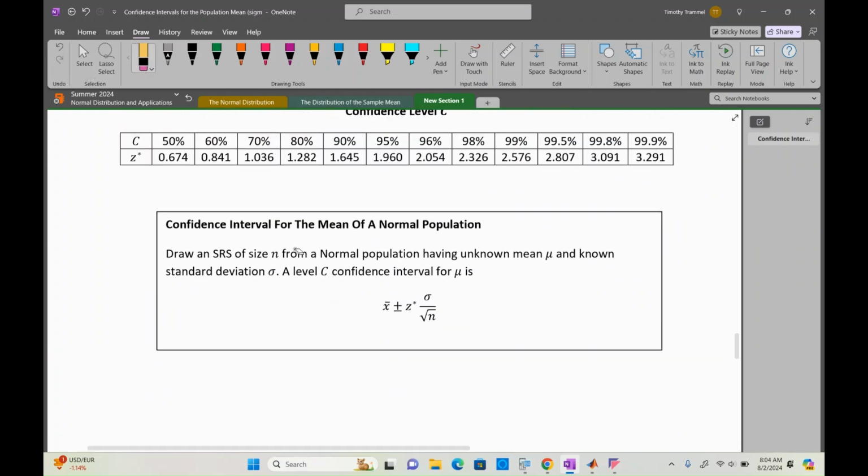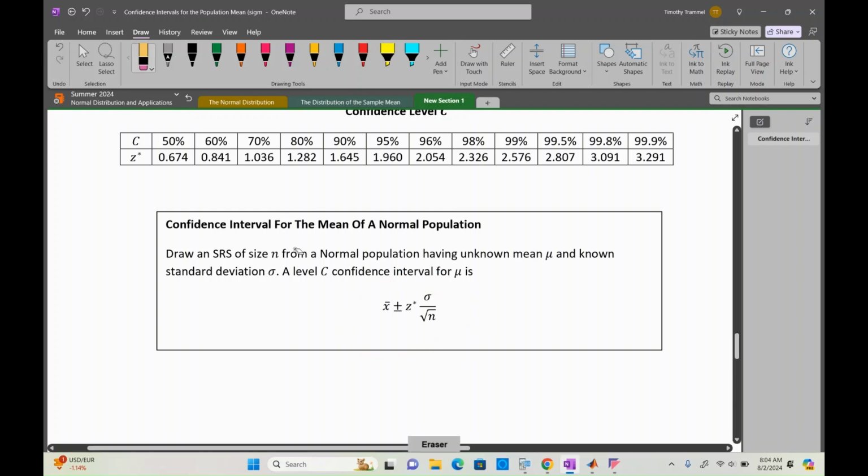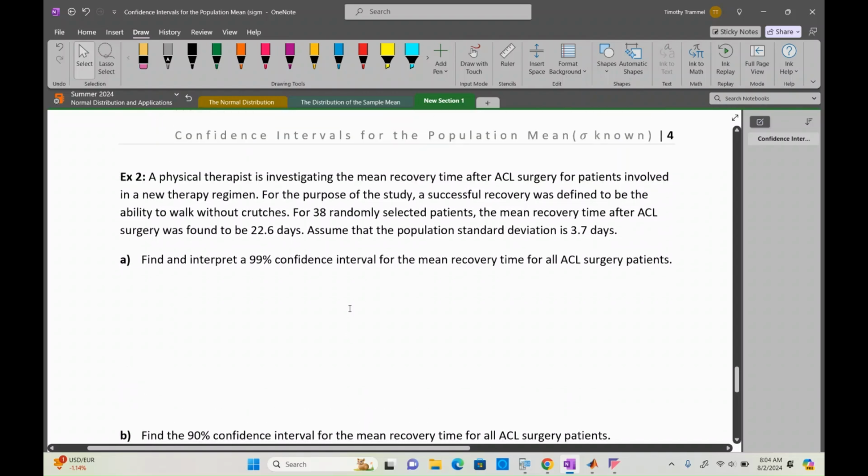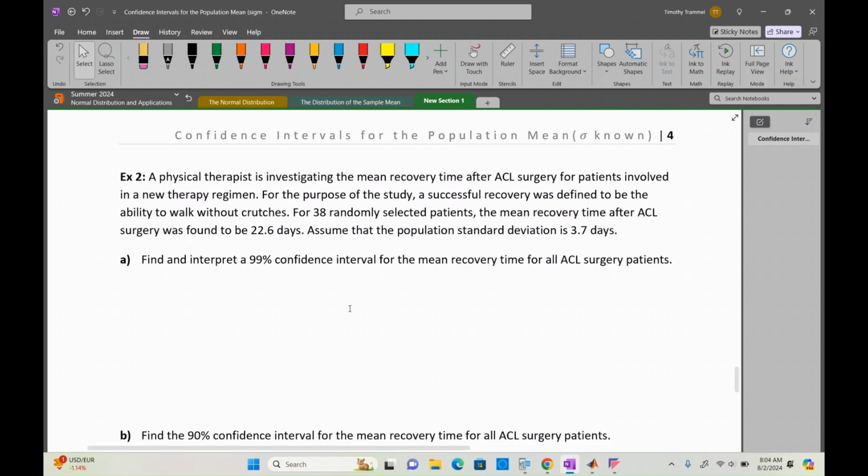All right, so let's go ahead and attempt to use this formula. If we come down here, it says a physical therapist is investigating the mean recovery time after ACL surgery for patients involved in a new therapy regimen. For the purpose of the study, a successful recovery was defined to be the ability to walk without crutches. For 38 randomly selected patients, the mean recovery time after ACL surgery was found to be 22.6 days. Assume the population standard deviation is 3.7.